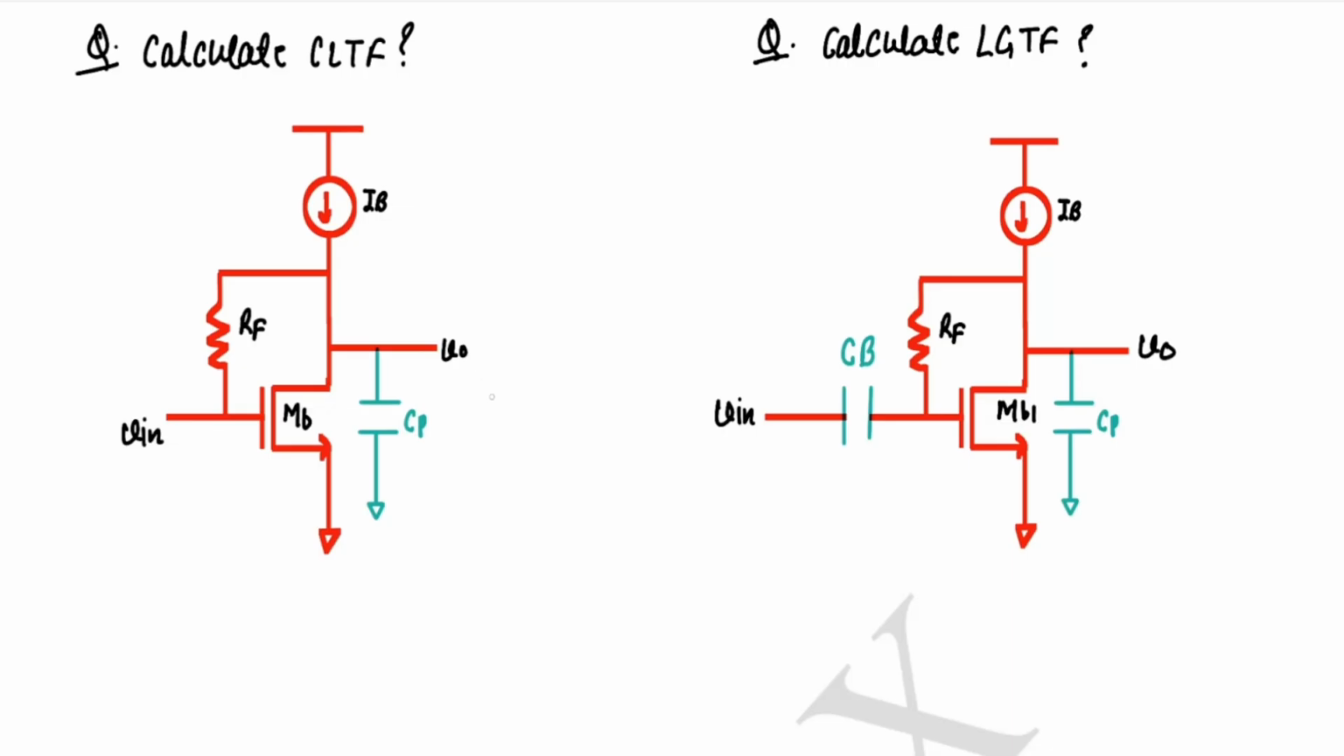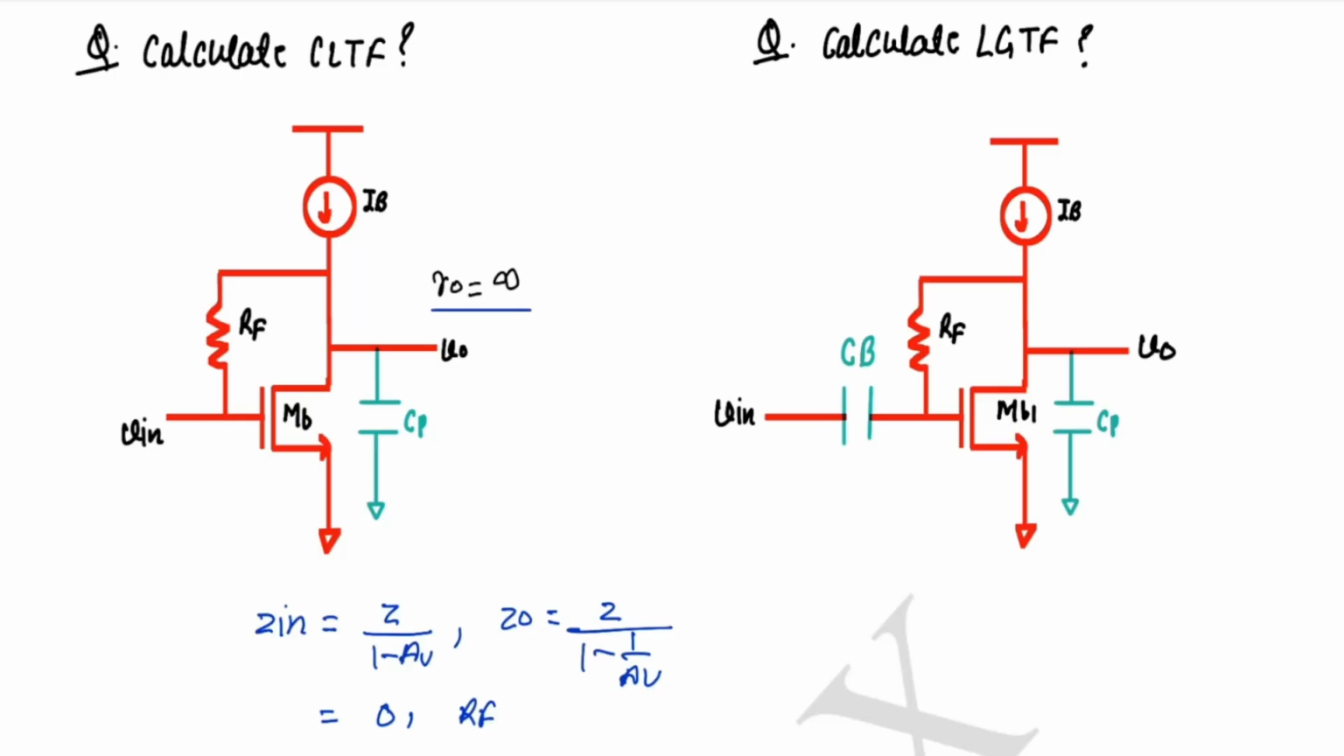Here I'm assuming that channel length modulation is 0, so R naught will be infinite. When we split the feedback impedance, it will come at the input as Z divided by 1 minus AV, and at the output it will come as Z divided by 1 minus 1 by AV. Without feedback resistance there will be infinite gain, GM into R naught, that is infinite. So AV will be infinite, so at the input it will come as 0 and at the output it will come as RF.